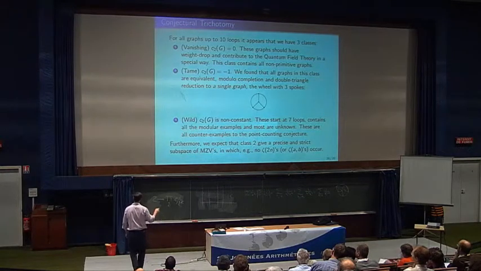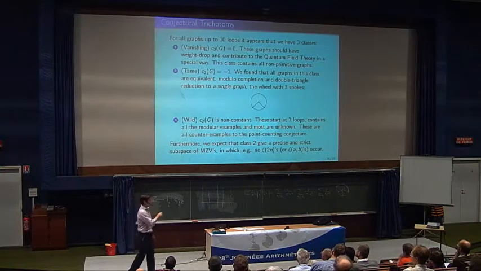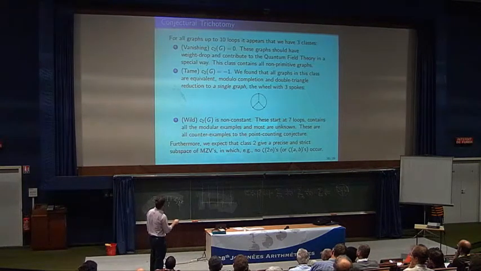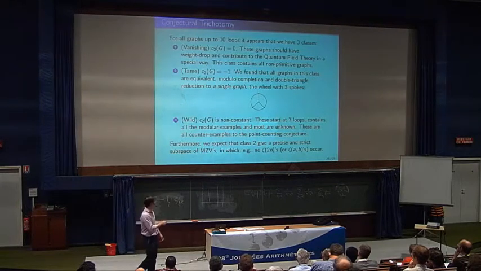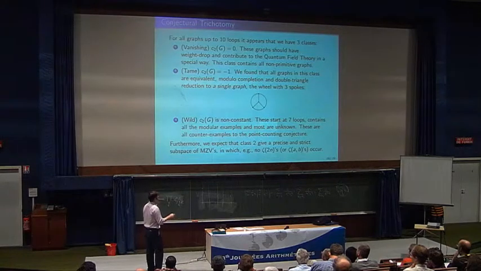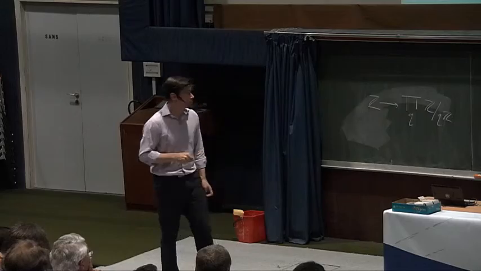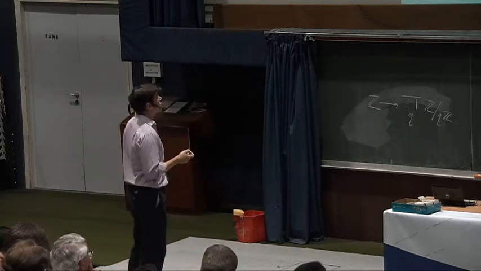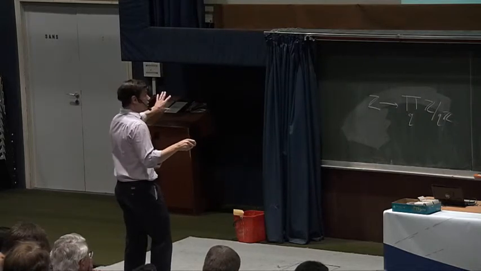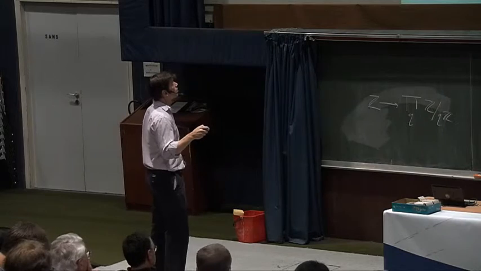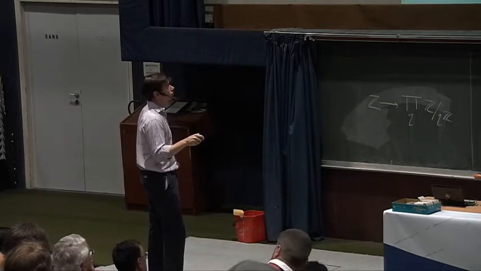And then the third example is the box in which we shove all the rest. These are the graphs for which the C2 invariant is non-constant. The first example is at 7 loops, and they contain all these modular and wild examples, and many examples that we can't identify with modular forms. We have no idea what they are. All of these are counterexamples to the point counting conjecture. So essentially we're saying that either the graph is completely outside the scope, a counterexample to all the conjectures, or it's weight drop, or it's equivalent to a single example.